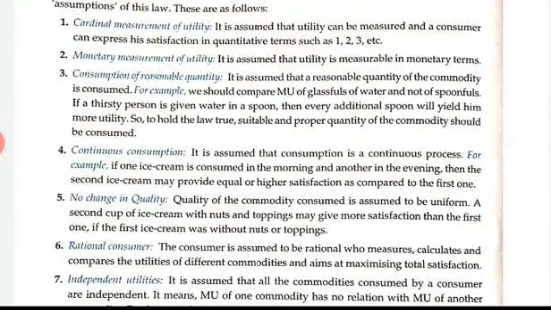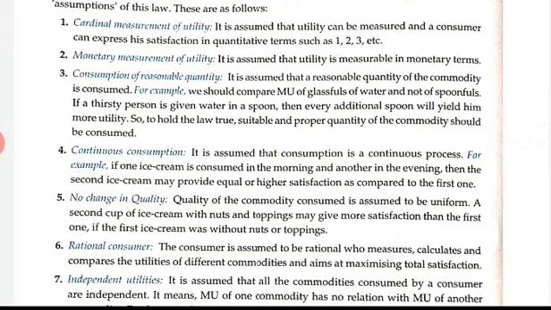The third assumption is consumption of a reasonable quantity. It is assumed that a reasonable quantity of a commodity is consumed. For example, we should compare the marginal utility of a glassful of water and not of a spoonful. If a thirsty person is given water in a spoon, then every additional spoon will yield him more utility. So, to hold the law true, a suitable and proper quantity of a commodity should be consumed.